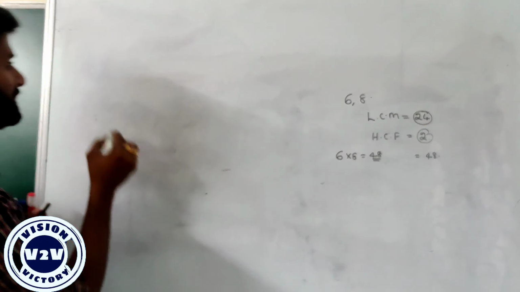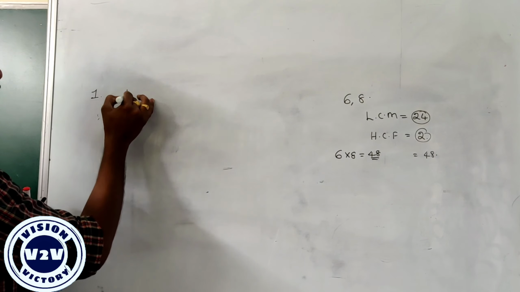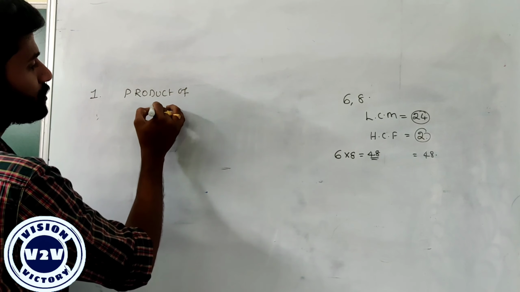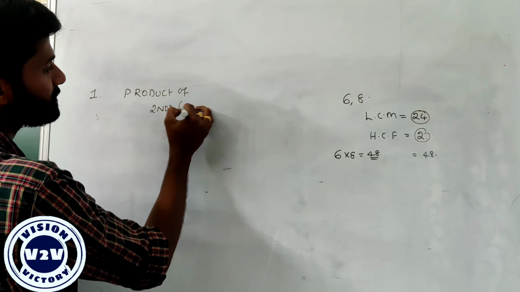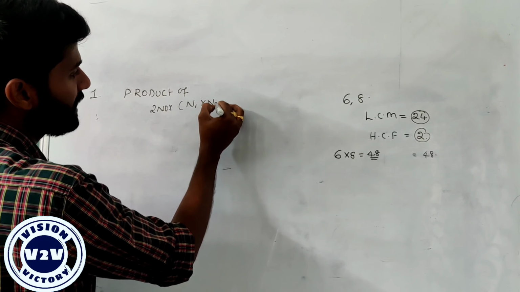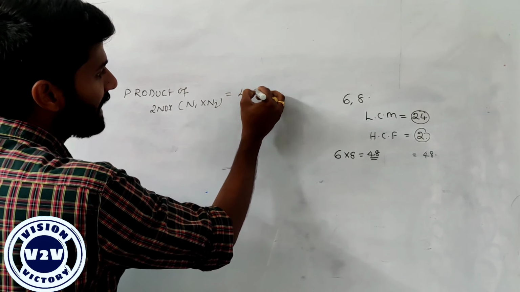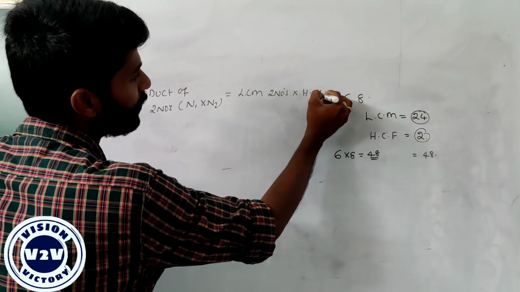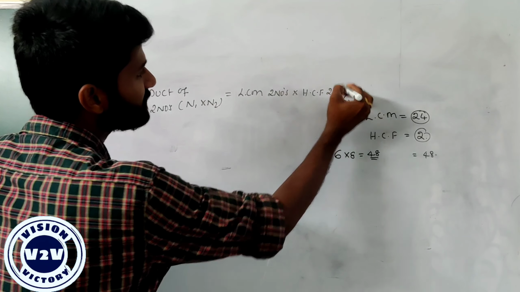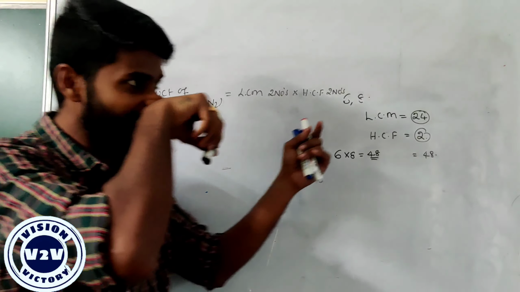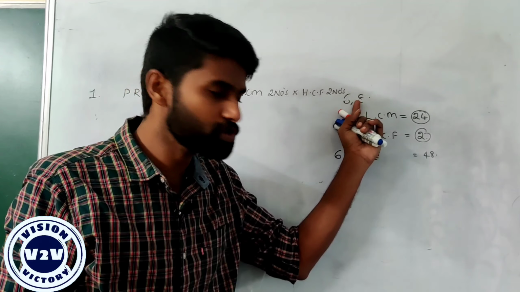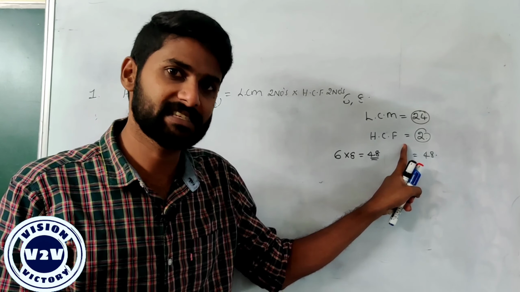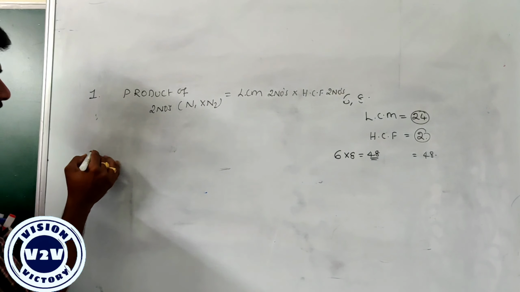It means the property says, that is the rule, the product of two numbers n1 into n2 is exactly equal to the LCM of those two numbers into the HCF of those two numbers. So this is the first rule. If you consider any two numbers, the product of those two numbers is exactly equal to the LCM into the HCF.